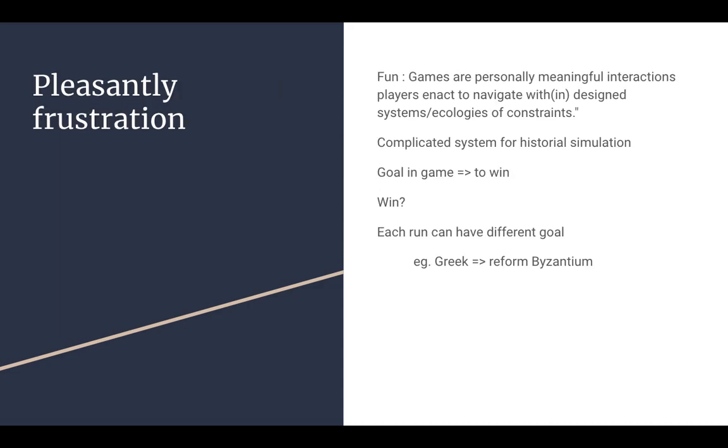Present frustration is also presented. Fun can be viewed as meaning. The game can be viewed as a meaningful interaction between the player and the in-game system, and Hearts of Iron provides a very complicated system for history simulation. The goal in the game is usually to win, but to win can be very ambiguous, and each one can have many different goals, which are hard to achieve. For example, for Greece, you can try to reform Byzantium.